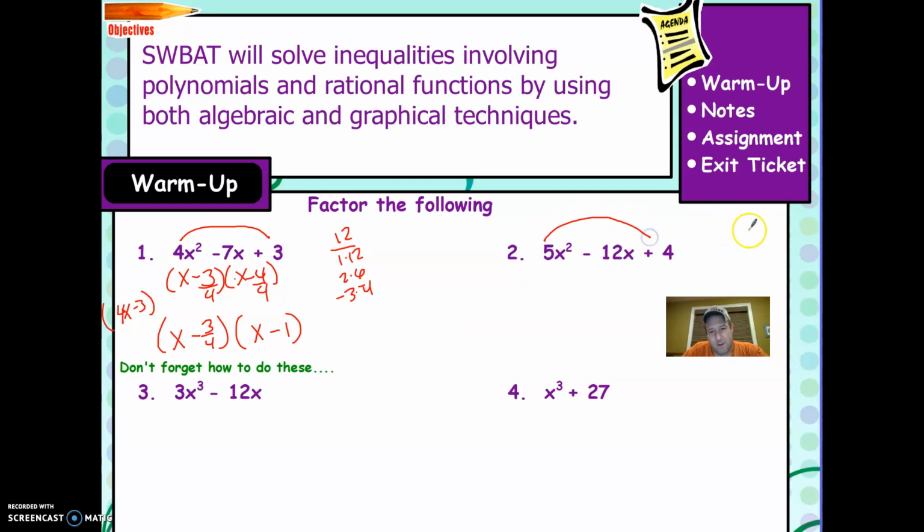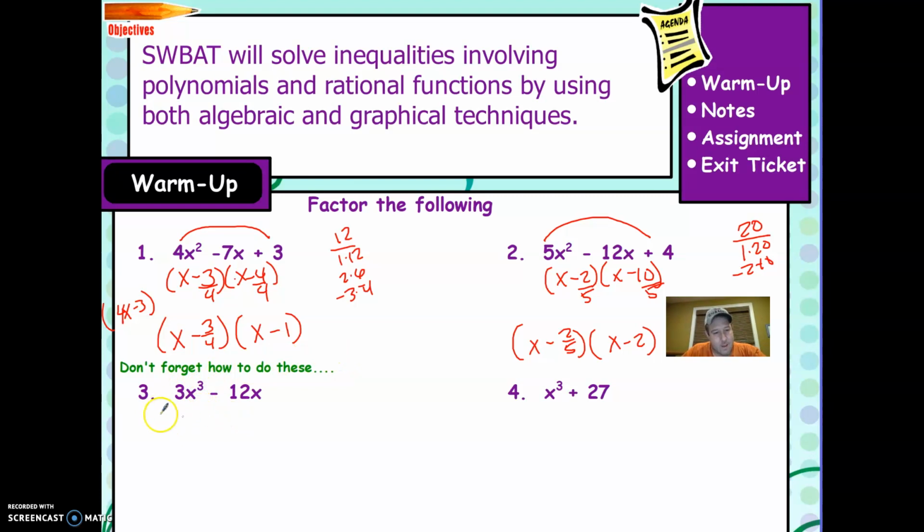Same step over here. So 5 times 4 is 20. I'm looking for what factors of 20 also add up to -12. It's going to be 1 times 20 or 2 times 10. And it looks like it's going to be -2 and -10. So we have x minus 2 times x minus 10. But we have to divide both of these by 5. So that gives us x minus 2/5, otherwise known as 5x minus 2, same thing, multiplied by x minus 2. And there you go. So don't forget how to do these.